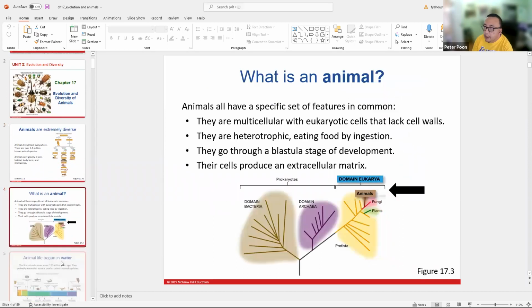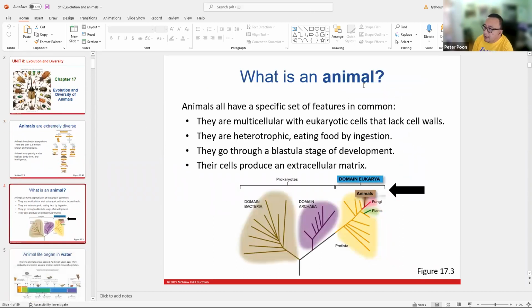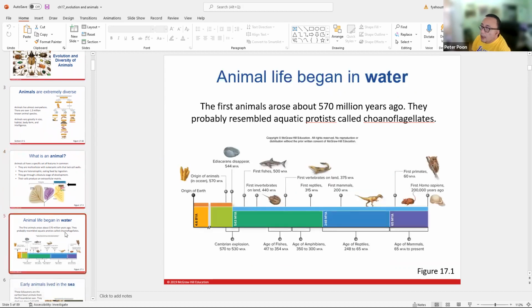Animals. Let's talk about what exactly is an animal. You have to make sure you understand the definition of what an animal is. So this is what an animal is.